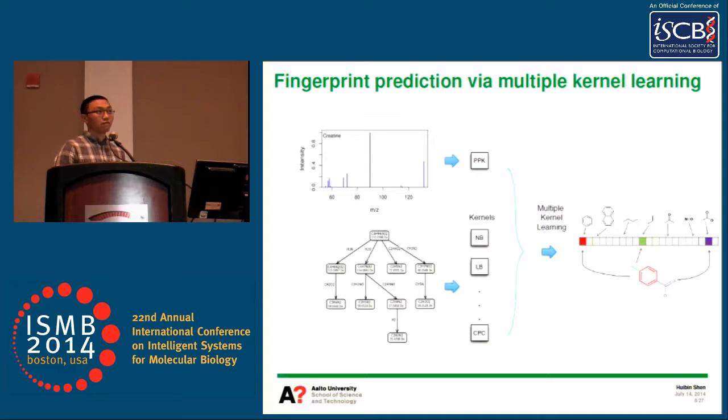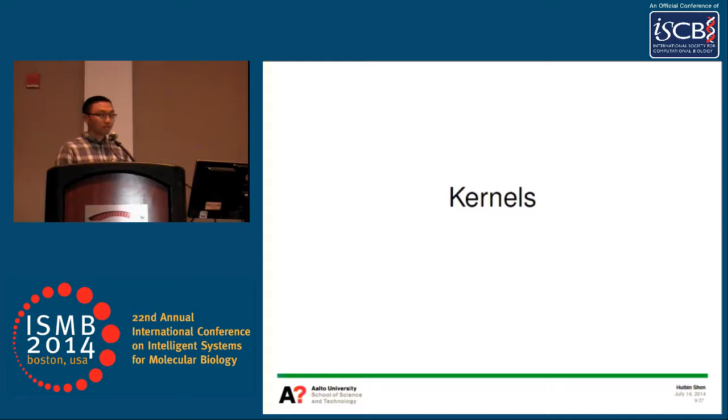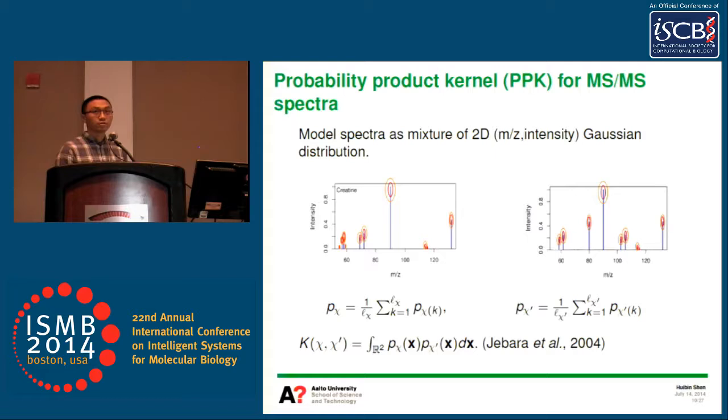Okay, so what are the kernels? We first have a look at the kernel function for the mass spectra. We have two mass spectra. We model each mass spectrum as a mixture of two-dimensional Gaussian distributions. Each peak has one dimension as the mass to charge ratio and the other as intensity, and it will be a two-dimensional Gaussian distribution. So a mass spectrum will be a mixture of Gaussian distributions. When you compare two mass spectra, you are really comparing two mixtures of distributions, and we're using the probability product kernel proposed by Jebara quite a few years ago to define the kernel function.